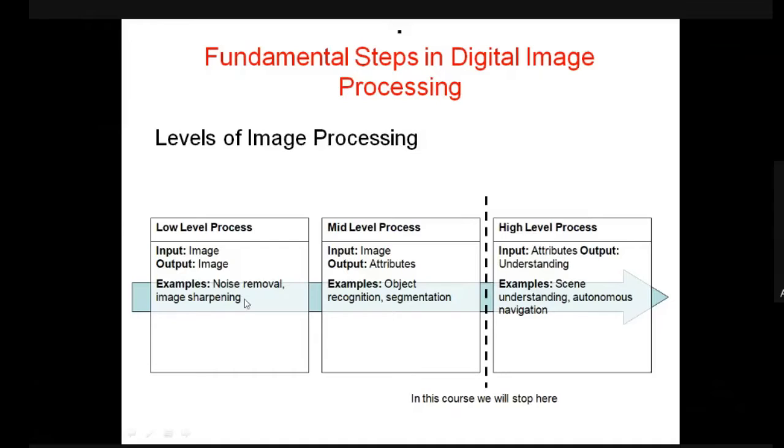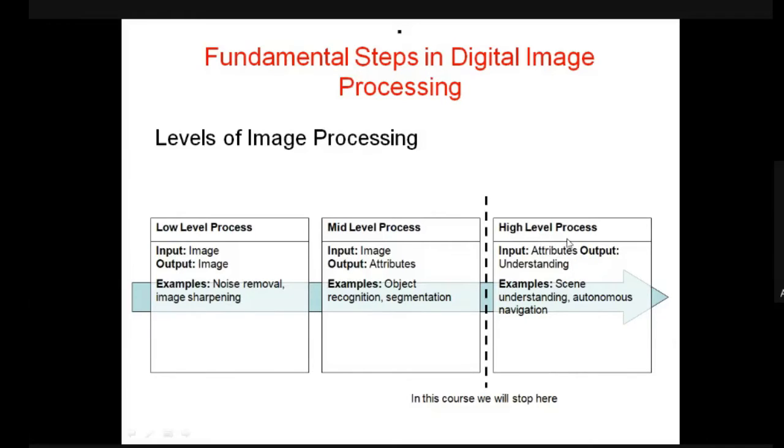For example, in image sharpening, the input will be an image, and after sharpening, the output will also be an image. In mid-level processing, the input will be an image and the output will be attributes. Attributes means a portion of the image, a property of it, or an element of it. So that is called attributes. For example, segmentation and object recognition all come under mid-level processing.